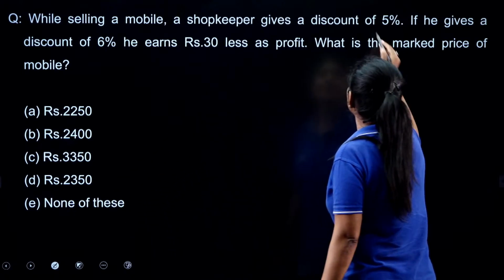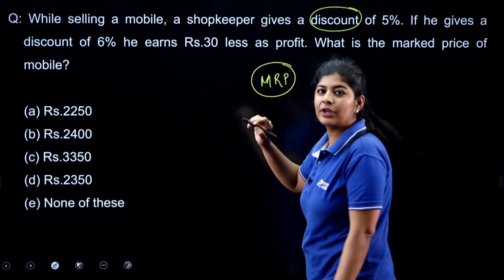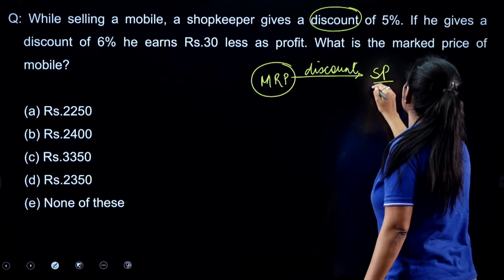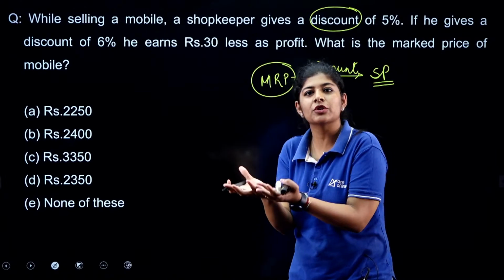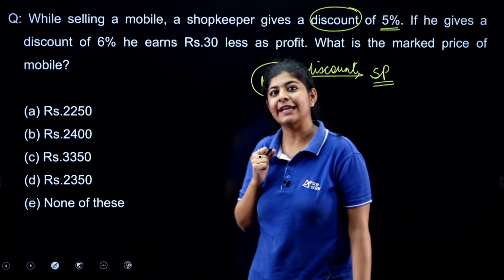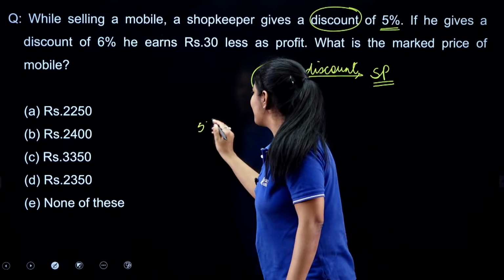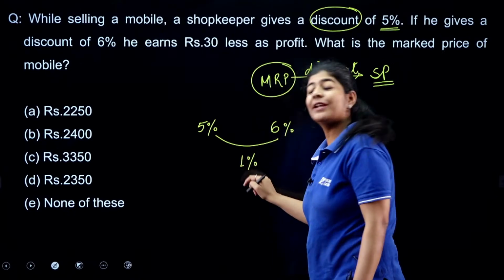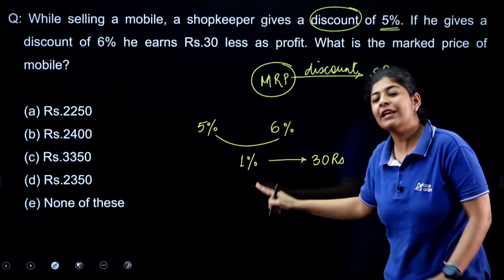It's very simple. We know that we are giving discount on MRP, and whenever we give a discount, we get the selling price. Let's suppose there is an item whose MRP is 100. Initially I am giving a discount of 5%, which means I am selling it for 95 rupees. But if I sell it for 96 rupees, then I'll get a profit of 30. So initially 5% discount and then 6% discount, a difference of 1%. Because of this 1%, I am gaining a profit of 30 rupees. That means the value of 1% is 30.